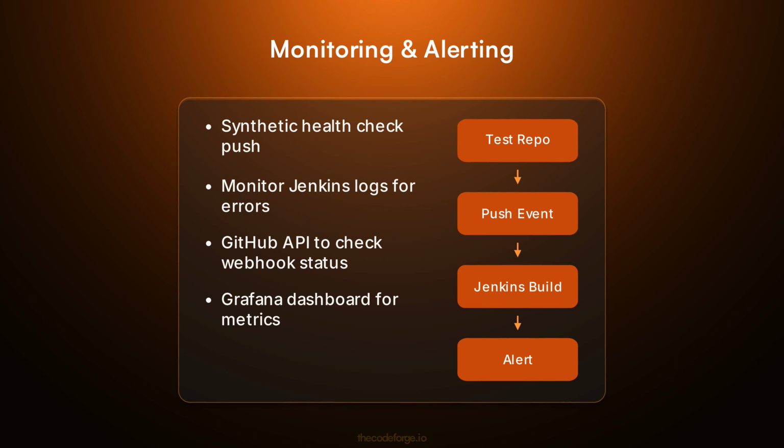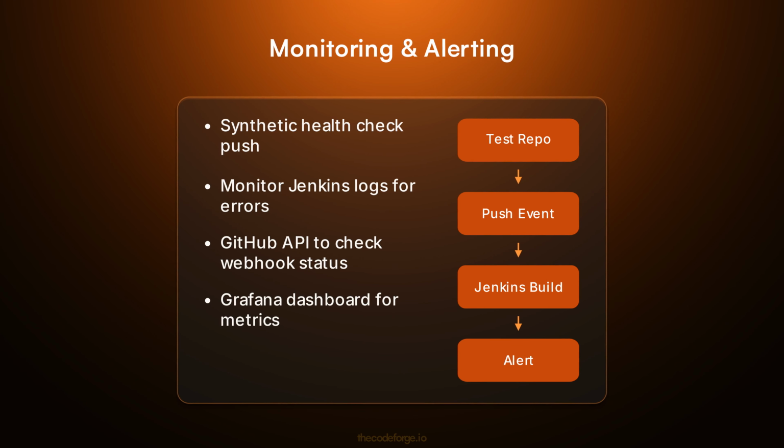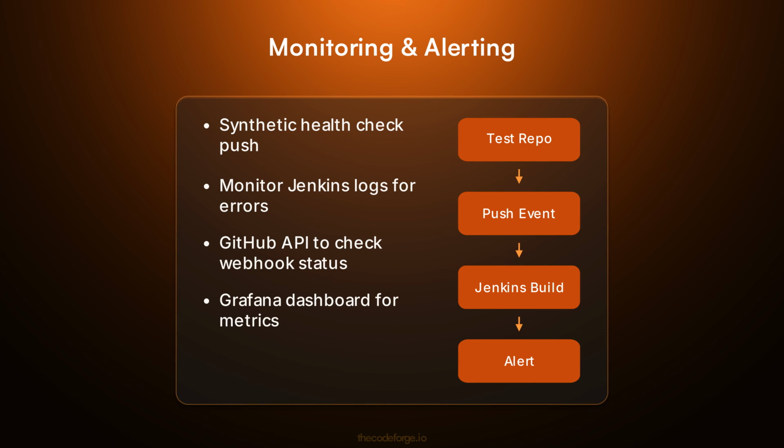Webhook failures are often silent. Implement synthetic monitoring, a cron job that pushes to a test repository and verifies a build triggers within 5 minutes. Monitor Jenkins logs for errors and use GitHub's API to check webhook status. Set up a Grafana dashboard for delivery rate and latency.